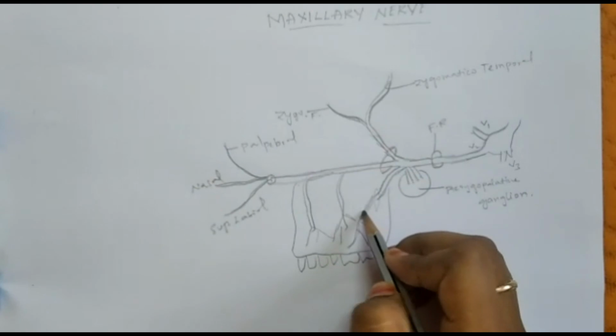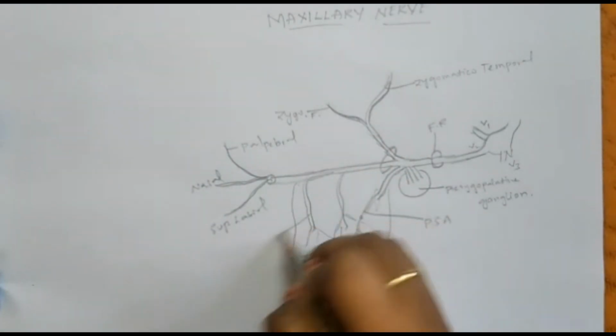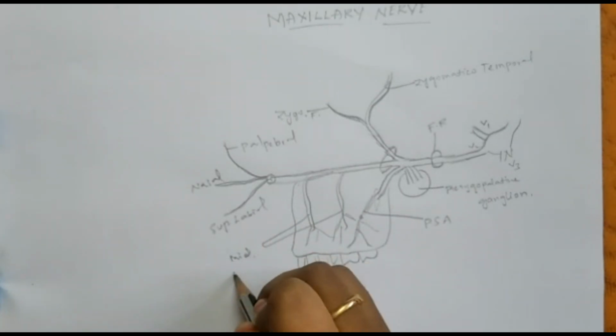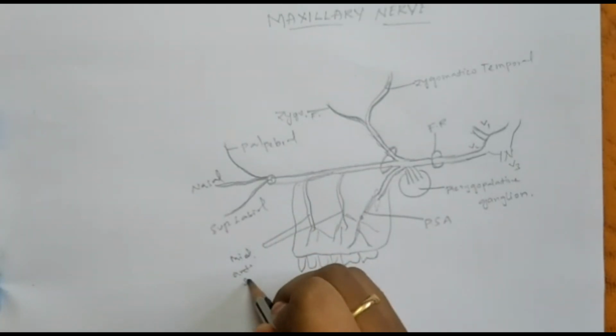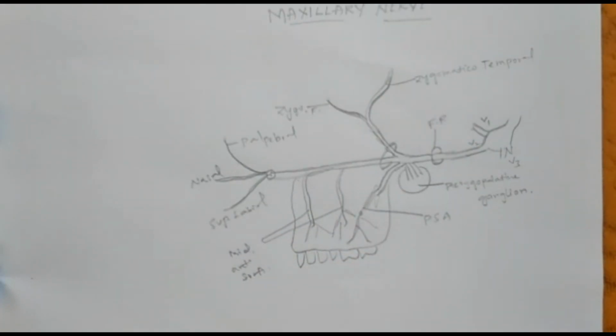So this is the posterior superior alveolar nerve. These are the middle and anterior superior alveolar nerves. So this is about the maxillary nerve, its course and different parts.